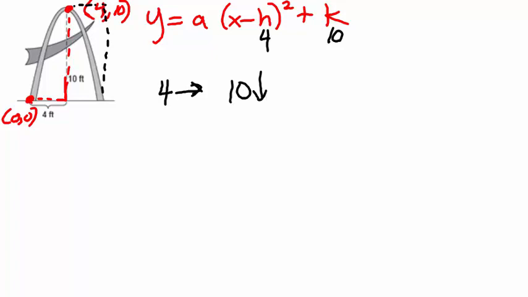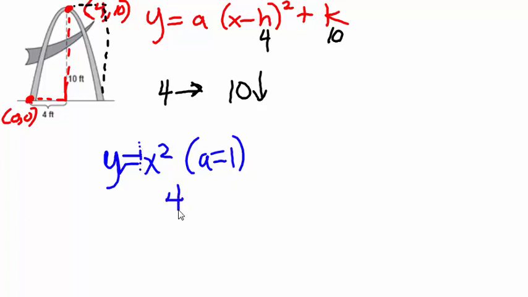Now, on a parent parabola, like y equals x squared, something with an a value of 1, I'm going to compare. If I went 4 to the right on that, I would not go down at all. I'd go up, because when your a value is positive, you're opening up on your parabola. Specifically, I'd go up 4 squared, which is 16. So now I've got a comparison.